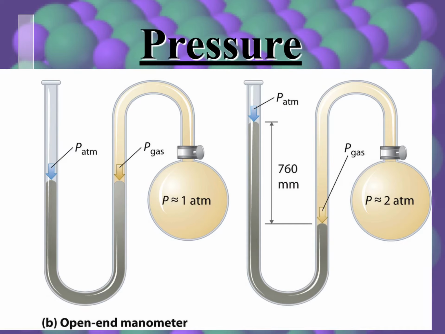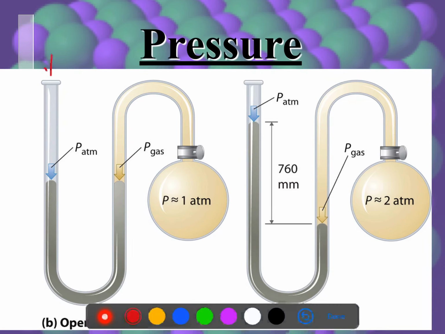So the second type of science manometer is an open-ended manometer, and in an open-ended manometer what you have is the pressure of the air above it, or the pressure of the atmosphere, pressing down on one end of the column. They call it pressure of the atmosphere. And you have the gas pressing on the other end of the mercury column. Now, if the gas is equal to the air pressure, the column doesn't move. But if the column moves, then you can compare the movement of the column to the pressure of the atmosphere in order to deduce the pressure of your gas sample.